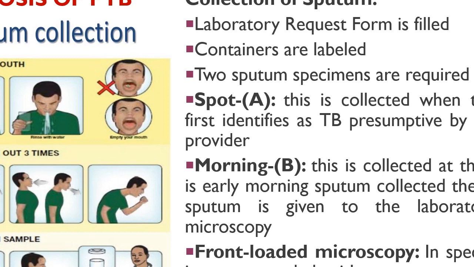and this is also given to the laboratory the next day. But if the patient is living far flung from the laboratory, then another technique which is called the front loaded technique is used, and this is when 2 specimens are collected 1 hour apart. So we need 2 specimens for the diagnosis of pulmonary tuberculosis.